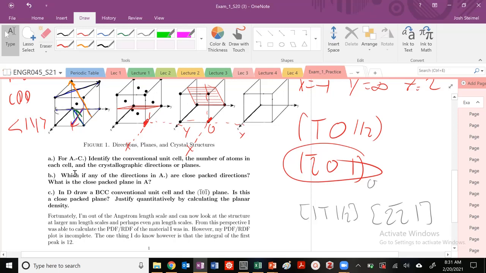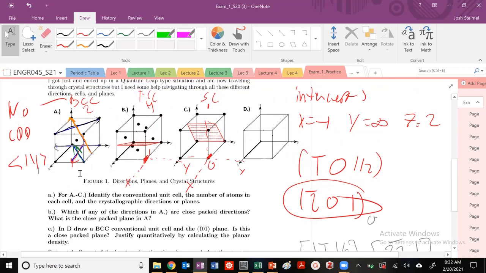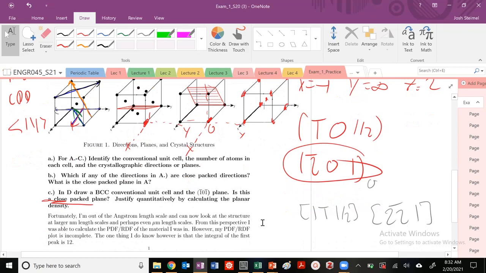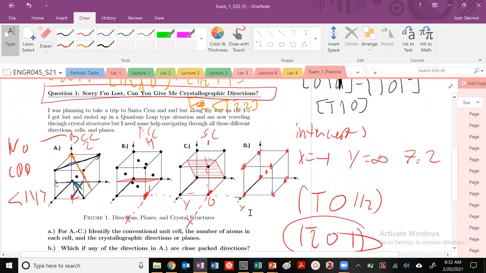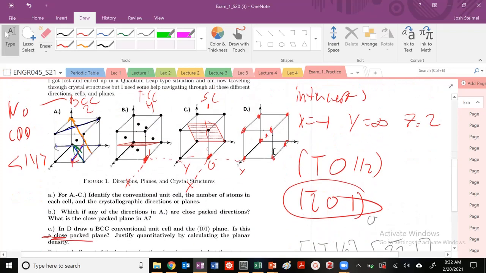In D, draw a BCC conventional unit cell and the 1-1-0 plane. Is this plane close-packed? We've already answered this question. No close-packed planes in BCC, and we want to justify quantitatively. So let's go ahead and draw here. I want to define my 1-1-0 plane, so I'm going to draw my new origin. Let's draw it in blue. I want to go backwards, so I'm going to draw my new origin right here.